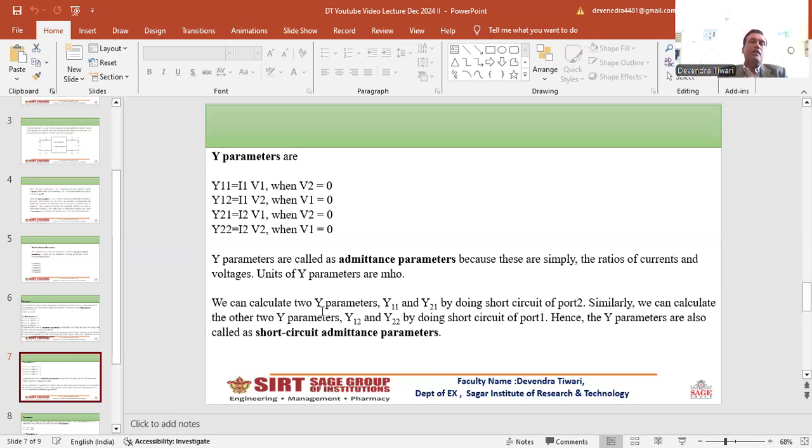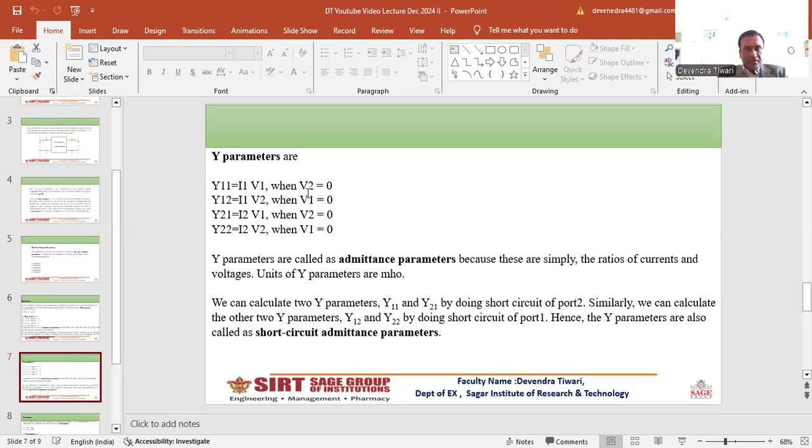So we can calculate two parameters Y11 and Y21 by short circuit of port 2. Similarly, Y parameters Y12 and Y22 by short circuit of port 1. Y parameters are also known as short circuit admittance parameters. So this is given here: Y11 equals I1 over V1 when V2 is 0, Y12 equals I1 over V2 when V1 is 0, Y21 equals I2 over V1 when V2 is 0, and Y22 equals I2 over V2 when V1 equals 0.